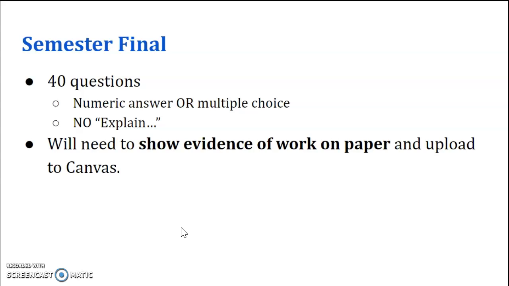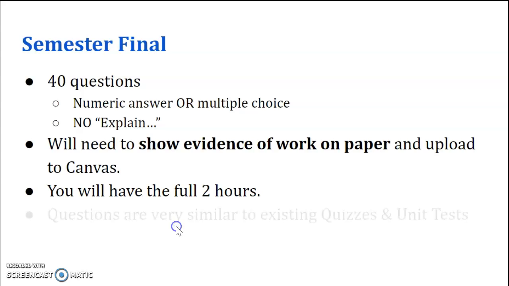You will need to show evidence of your work on paper and upload it to Canvas. And you will have the full 2 hours, possibly 20 minutes or half an hour less. So you have to expect 1.5 hours at least.